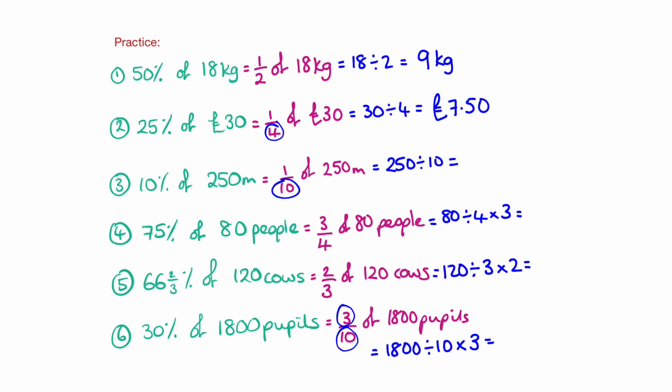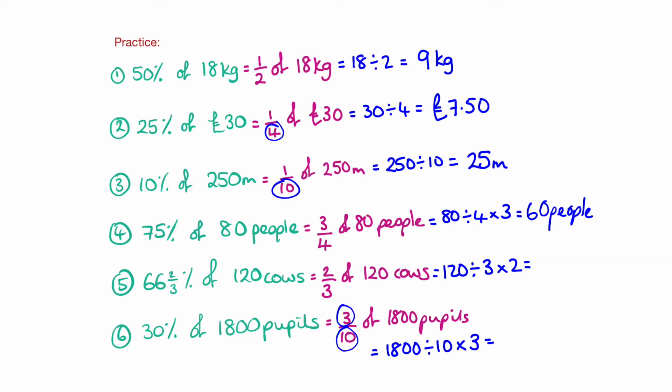250 divided by 10 is 25, so that's 25 metres. 80 divided by 4, again, half it and half it again. So half of 80 is 40, and if you half that, you get 20. So 20 times 3 is 60, so that's 60 people.